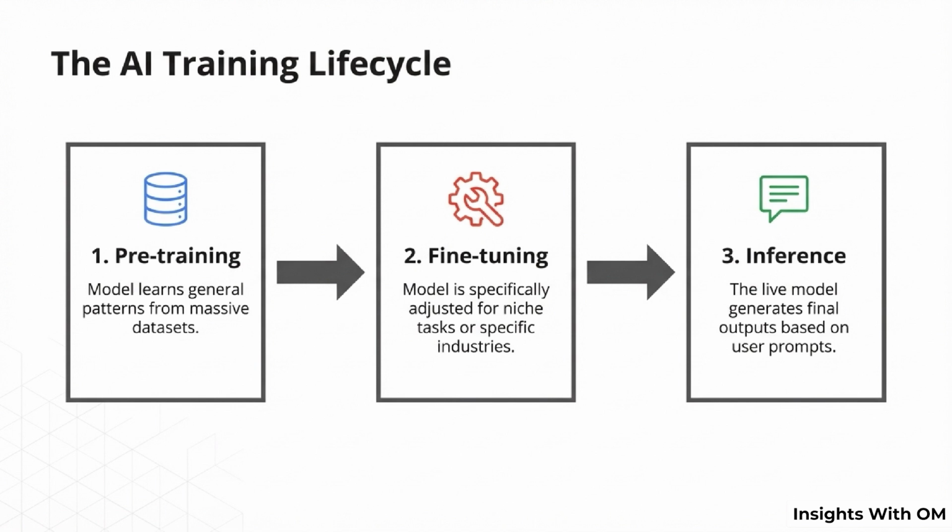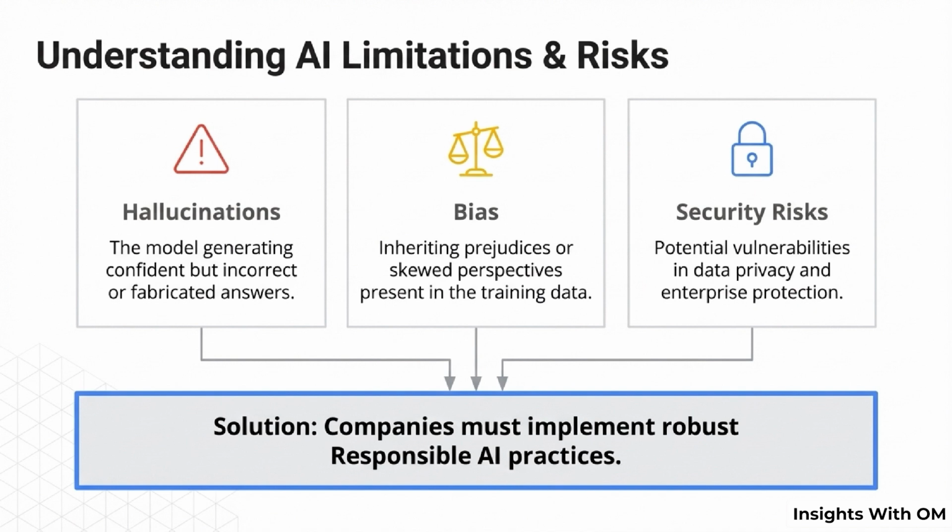However, generative AI also has limitations. Sometimes it produces hallucinations, which means it generates answers that sound confident but are actually incorrect. It can also reflect biases present in the training data.